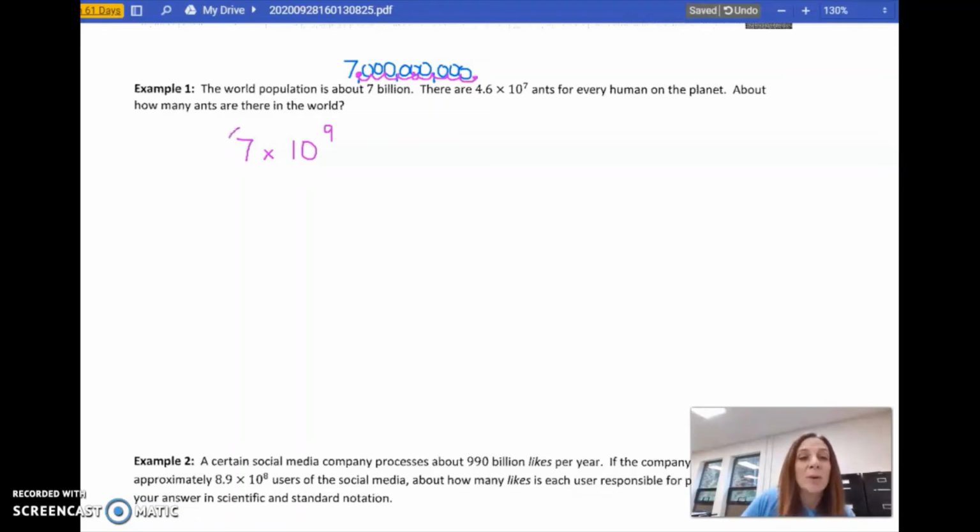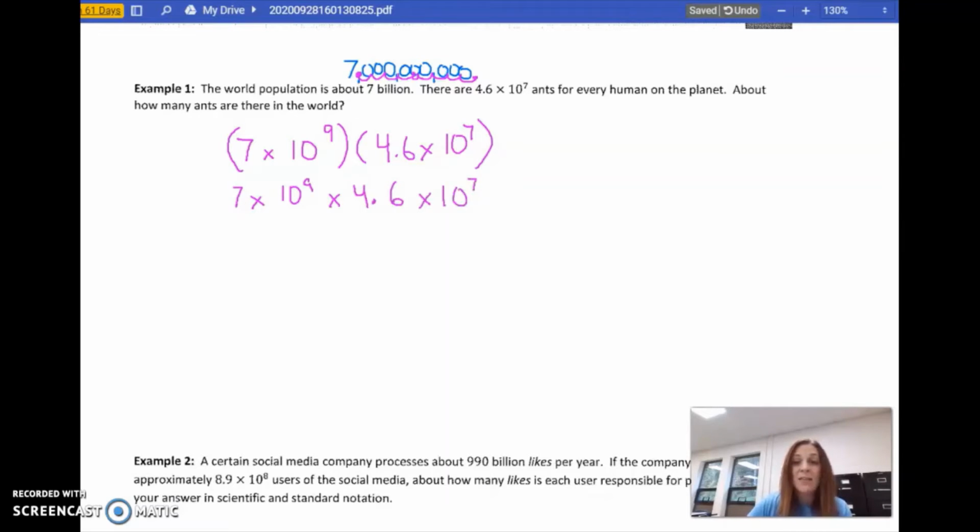So I'm going to multiply that by the number of ants, 4.6 times 10 to the 7th. Okay, again, when we're multiplying, we don't have to worry about the power of 10 being the same. What I want you to realize, again, is that this is all multiplication. 7 times 10 to the 9th times 4.6 times 10 to the 7th. And then we can just multiply, I'm going to say like terms, they're not necessarily like terms, but I'm going to multiply my rational numbers together.